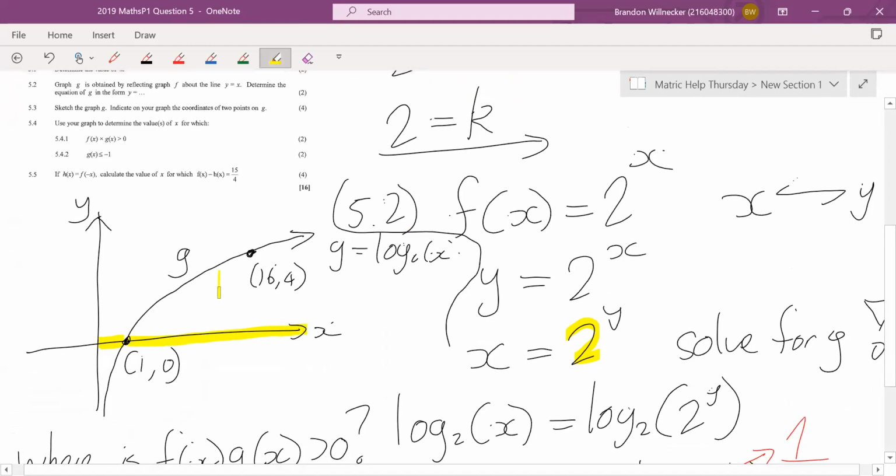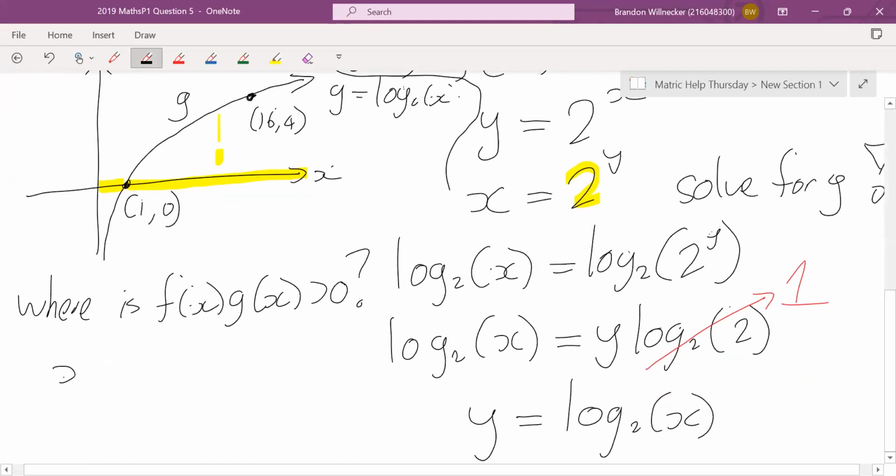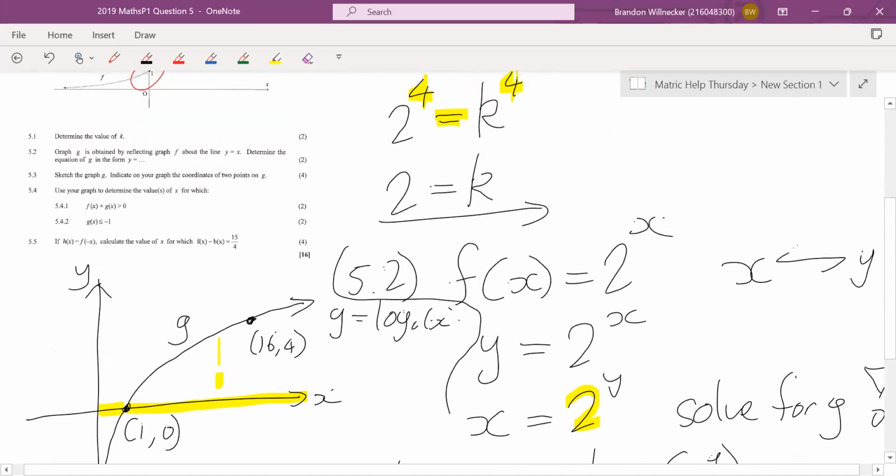Okay, so this is the region we're interested in. Because we want the product to be positive, f is always positive, so we just need to know where g is positive. And it's this right-hand portion over here. So that means x is greater than 1. If x is less than 1, it's going to be negative, so we don't include that. Next question.